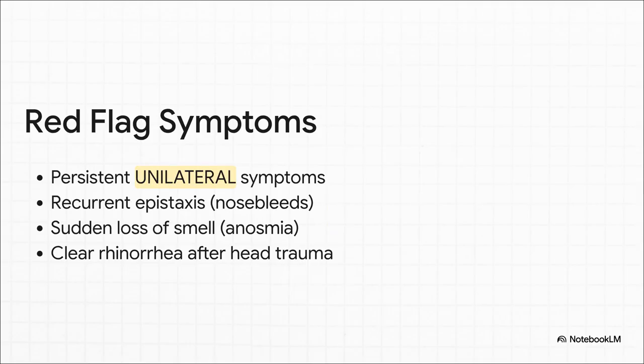These are your non-negotiable red flags. The absolute biggest one is persistent one-sided symptoms. Rhinitis is almost always a bilateral issue. If it's only happening on one side, you have to start worrying about a structural problem, like a polyp or even a nasal tumor. Also, pay close attention to recurrent nosebleeds, a sudden loss of smell, or any clear, watery drainage after head trauma, because that could be a CSF leak.